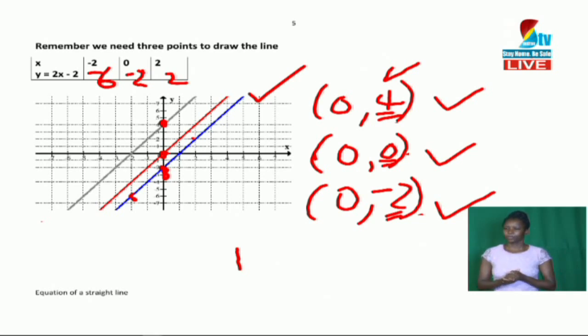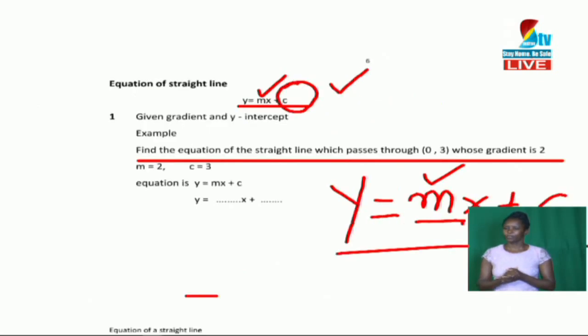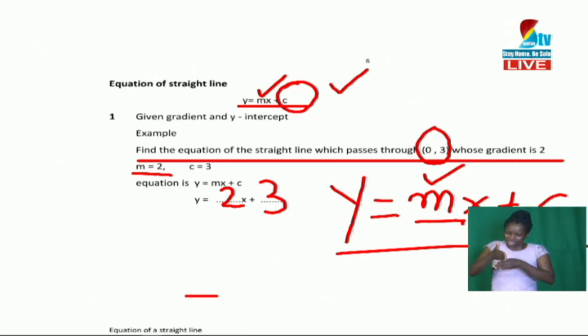So let us go back to our slide. Because we have the equation y is equal to mx plus c, and we know the value of m is 2, straight away we can put 2 there. Looking at where this line crosses the y-axis, we see that it crosses at (0,3). Straight away we can tell that the equation is going to be y is equal to 2x plus 3. So the 3 represents the c. That is the y-intercept in this case.